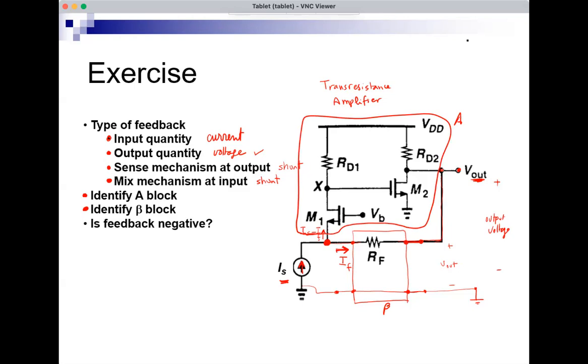And you see here, we're sensing the output, taking it to the beta block, producing the feedback quantity. There's no sigma circle again here. The sigma circle is hidden inside this node. The node implements the subtraction. So that's my feedback system.